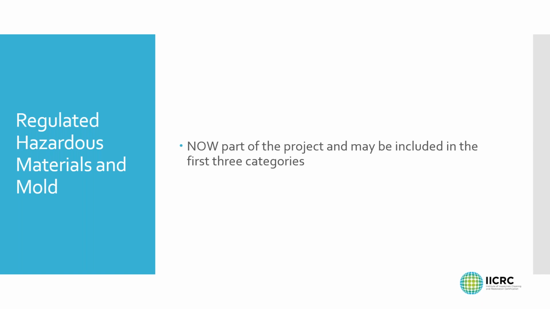So how this might work is, let's say you have lead paint in a category 2 loss. The water is classified as a category 2, but you have lead paint available that you're going to have to demo, you're going to have to test or whatever. That would be a regulated hazardous material that is part of a category 2 loss. Okay, so they sort of work together.